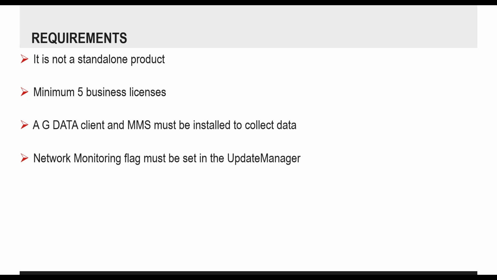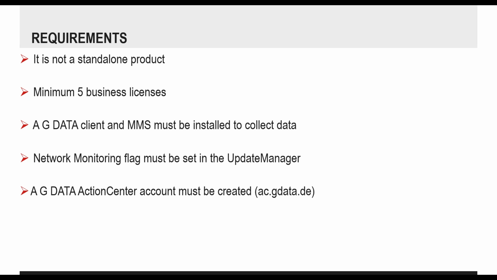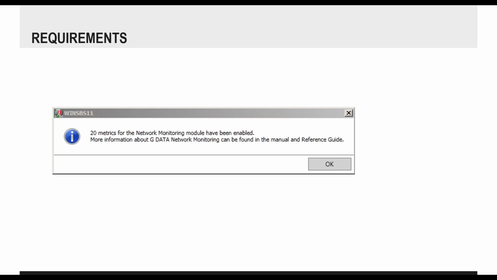For us internally, all we do is we set a monitoring flag in our update manager. This will activate network monitoring for our customers. And the customer must create an account in the GData Action Center, which we'll look at in a second. Once this has been completed and everything is working correctly, when you open the management console, you'll get a message popping up telling you that a certain amount of metrics has actually been enabled for network monitoring.